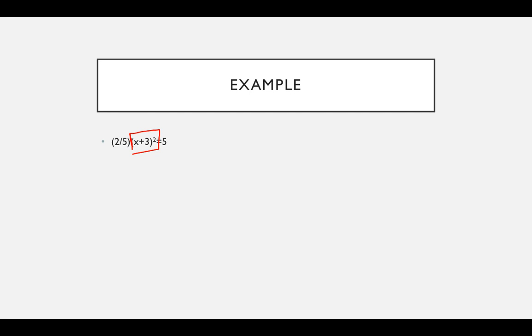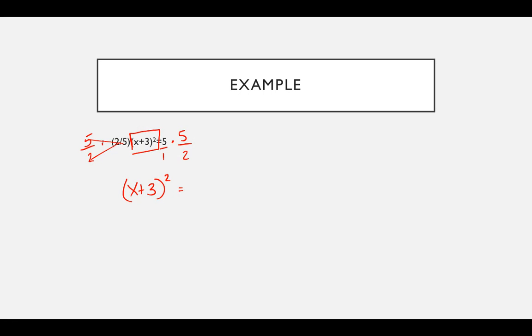So we have to get rid of the 2/5. You can get rid of a fraction by multiplying by the reciprocal. So we're going to multiply both sides of this equation by 5/2. So on the left-hand side, 5/2 times 2/5, that's 1. So those are going to cancel. And you're just left with x plus 3 to the second power.